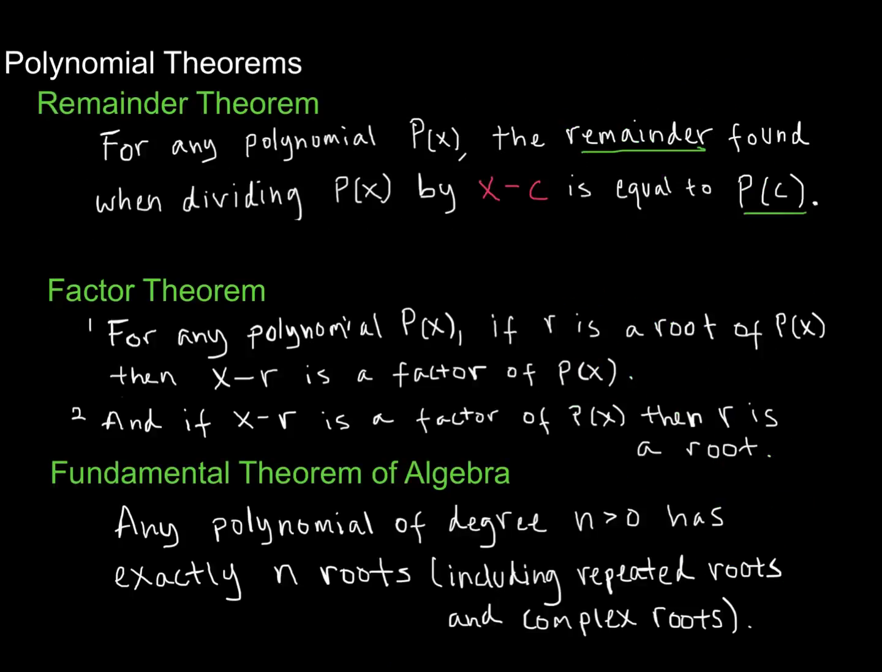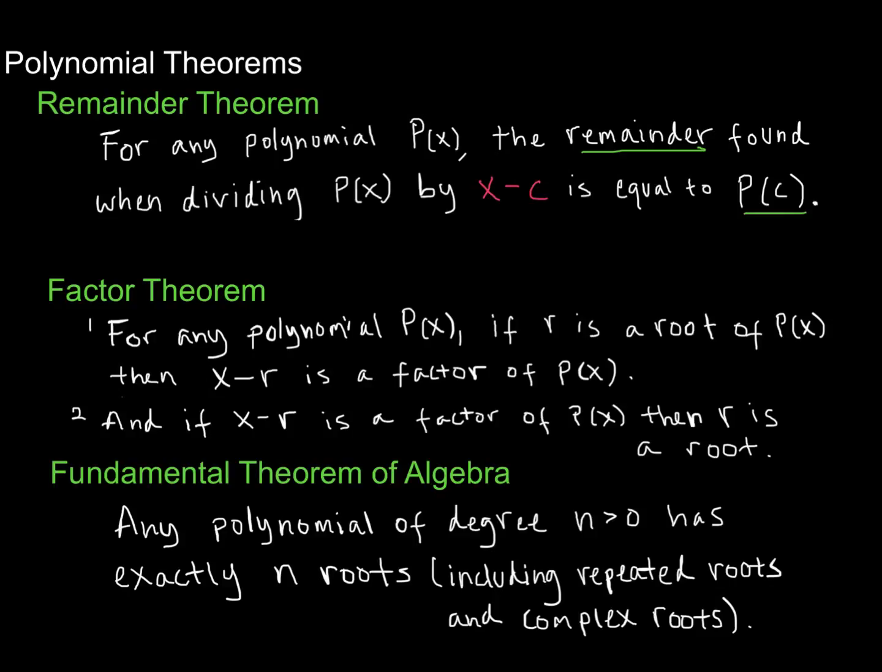So I've written the 3 theorems out, and let's start with the remainder theorem, which is the new one here. For any polynomial p of x, the remainder found when dividing p of x by x minus c, and here c is just a constant, so you can make a note to yourself, any constant number c, is equal to the value of the polynomial when c is plugged in for x. That's just what we discovered.